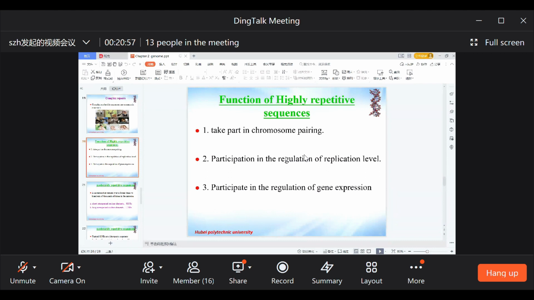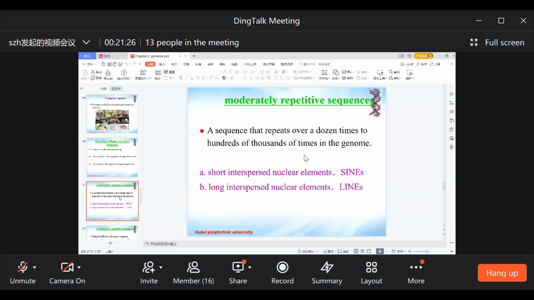Just as we see, it is always present in the centromere. Here you can see the chromosomes can pair with each other from here. And another one, you can see it regulates replication, regulates transcription, regulates gene expression. Okay. Next, the moderately repetitive sequence.